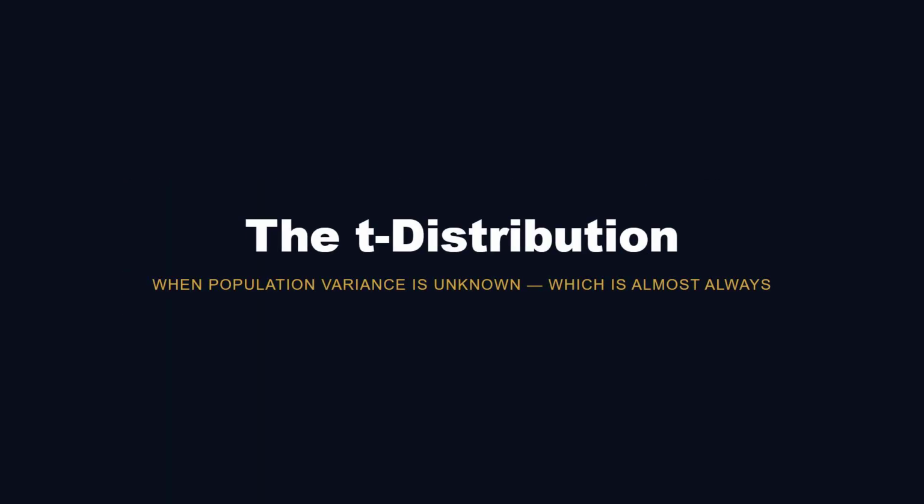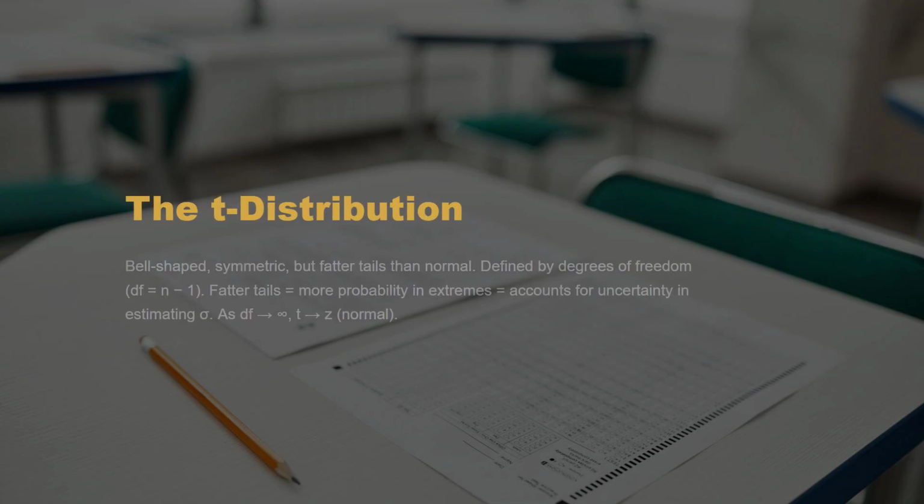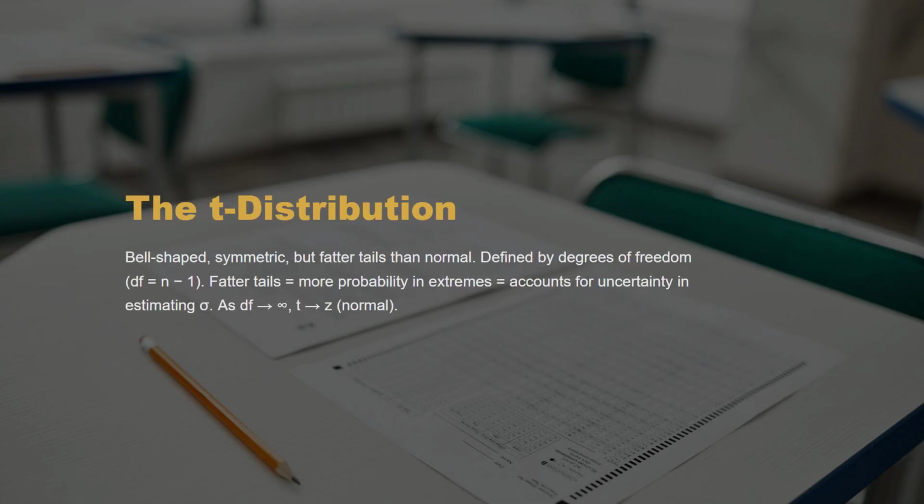Part 5. The t-distribution. What to use when population variance is unknown, which is almost always. In the real world, you almost never know the true population standard deviation. You estimate it from your sample using S instead of sigma. When you substitute S for sigma, the sampling distribution is no longer exactly normal. It follows a t-distribution instead.